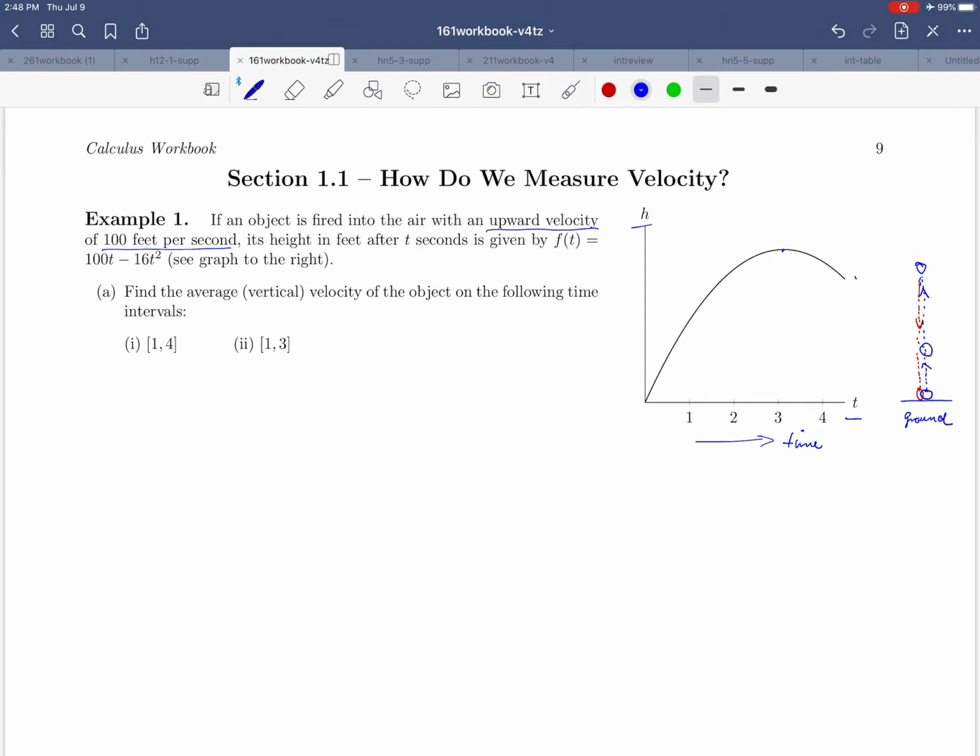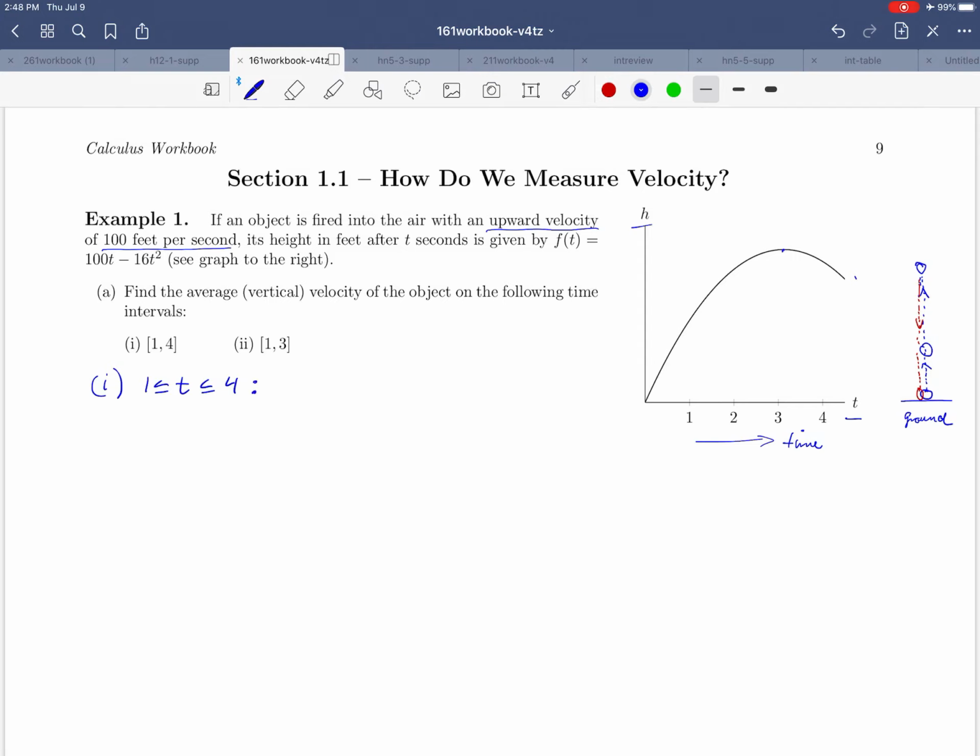To get us started, we're going to find the average vertical velocity of the object. So average velocity is something that we have seen before. So this is a tool that we can use to learn just about how fast that object is moving in general. So we're going to find the average velocity of the object on the time interval from 1 to 4 seconds and from 1 to 3 seconds. So first let's look at the time interval from 1 to 4 seconds.